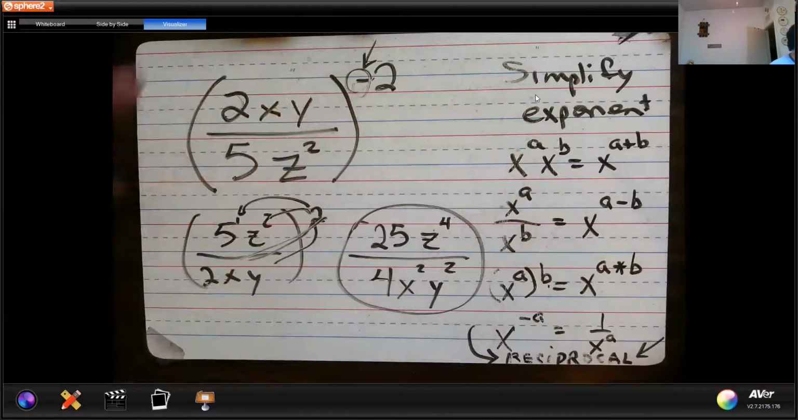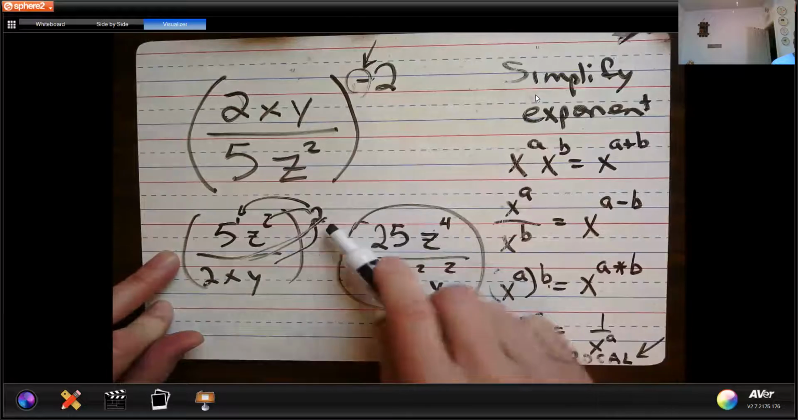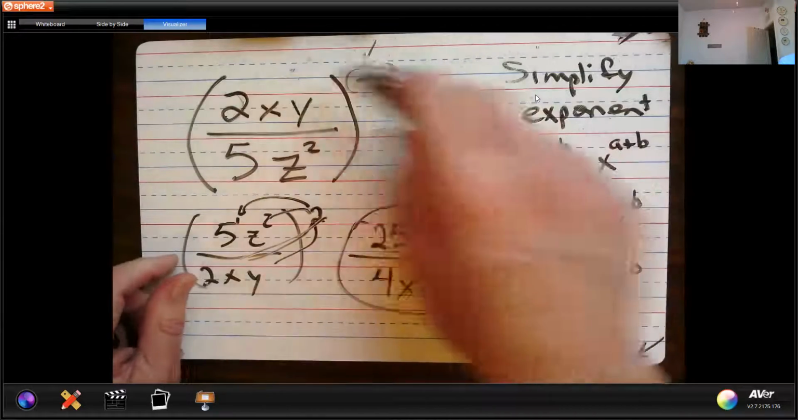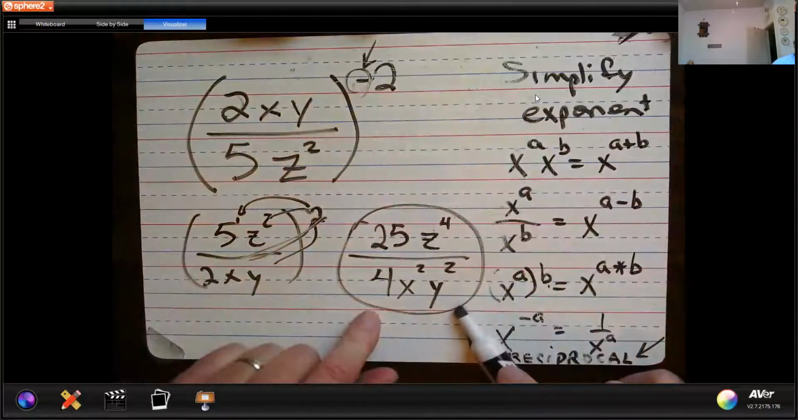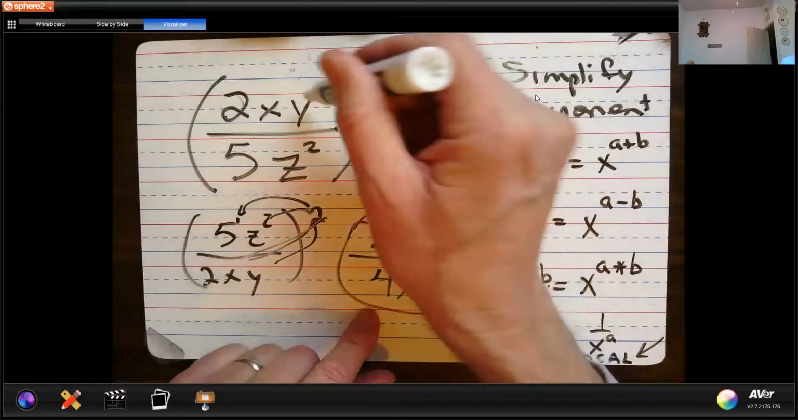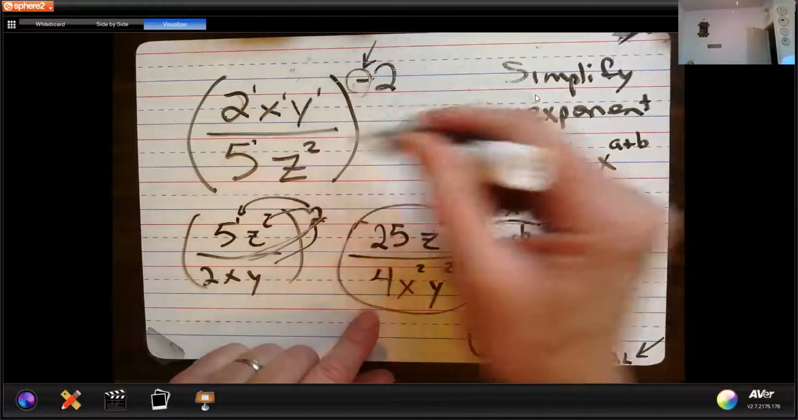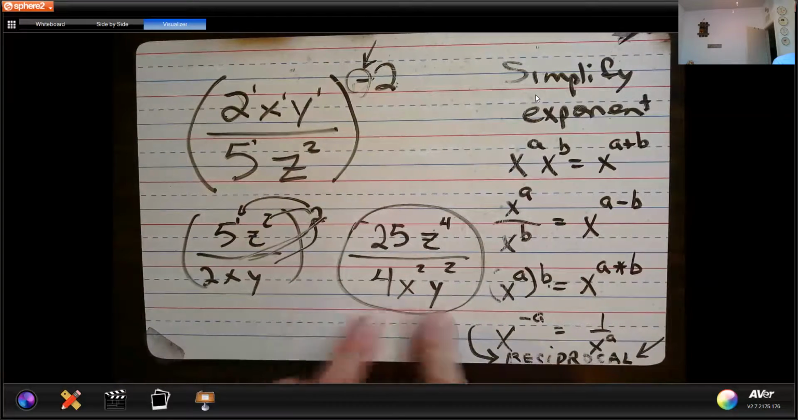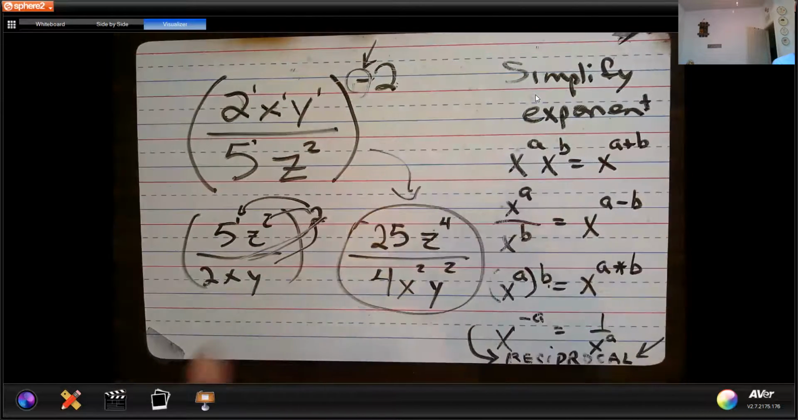So what did I do? I flipped this guy upside down. Then I raised everything to the power. Now, you could multiply that negative 2 times everything and you still get the same answer, right? Negative 2 times all the little exponents that you see would really mean this upside down. Boom. Either way, that's the answer.